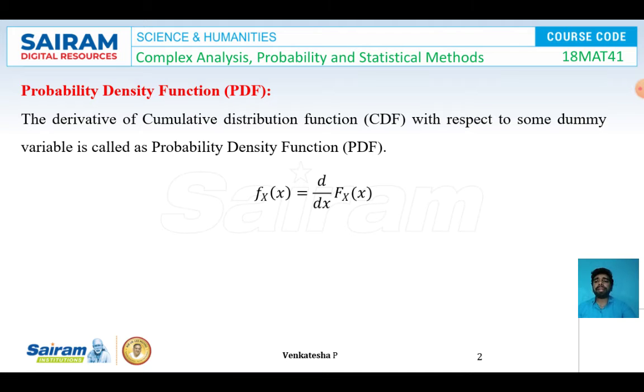What is probability density function or PDF? The derivative of the cumulative distribution function CDF with respect to some dummy variable is called the probability density function or PDF. So it is given by the formula f_X(x) is equal to d/dx of F_X(x).